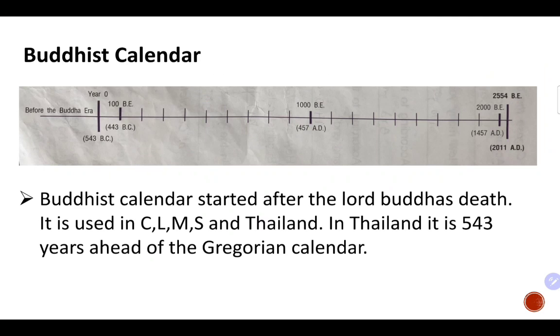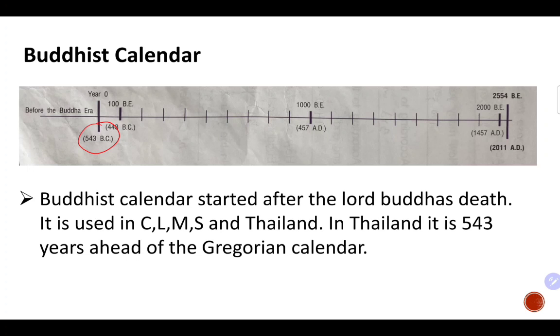Buddhist calendar. Here in the Buddhist calendar, we know that it started after the Lord Buddha's death, right? And the difference between these two is 543 years. So here it started 543 BC, or no, it's not BC, it's BE, Buddhist era. This calendar system is used in Cambodia, Laos, Myanmar, Singapore, and Thailand. In Thailand, it is 543 years ahead of the Gregorian calendar.